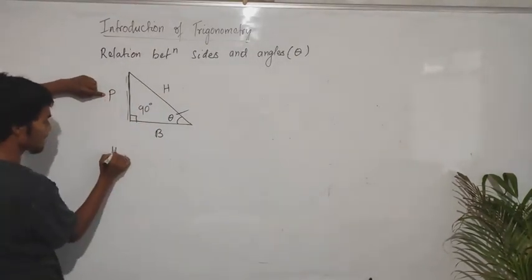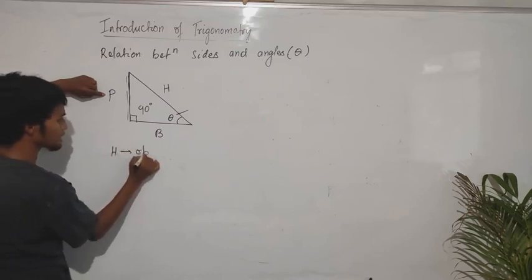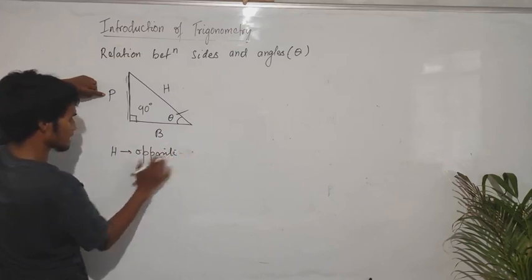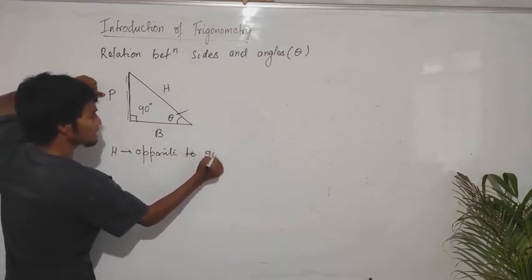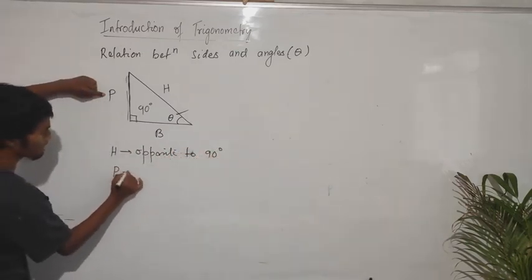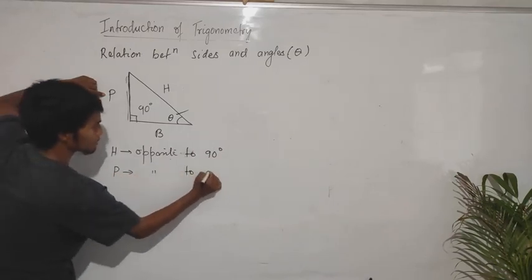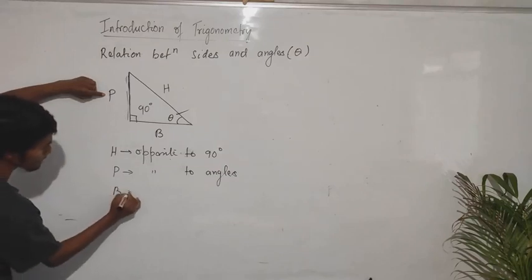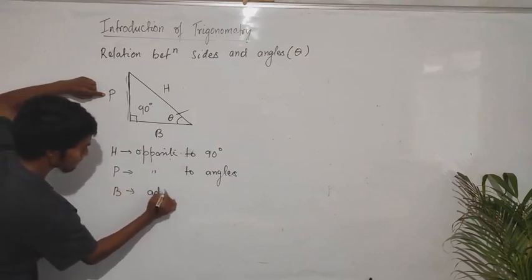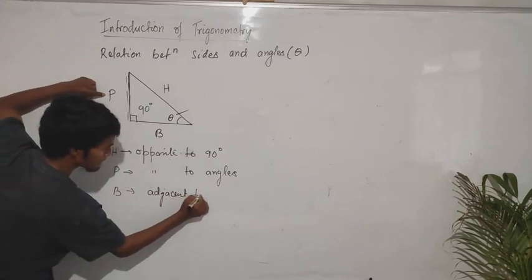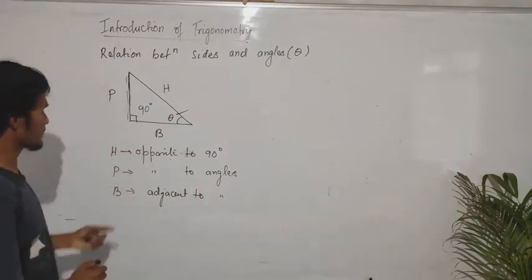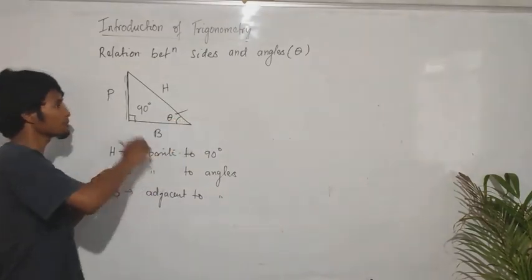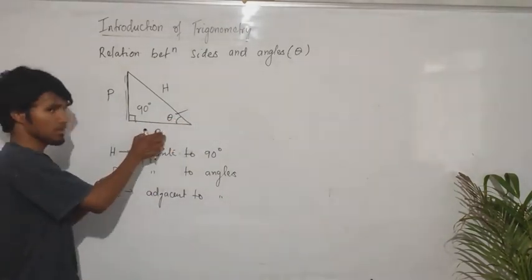Okay, look here. Now, hypotenuse H is opposite to 90 degree, and P is opposite to the angle. Then B is adjacent to the angle. Okay. Now, if the angle is here, then with respect to this angle, this will be the perpendicular, then this will be the base.